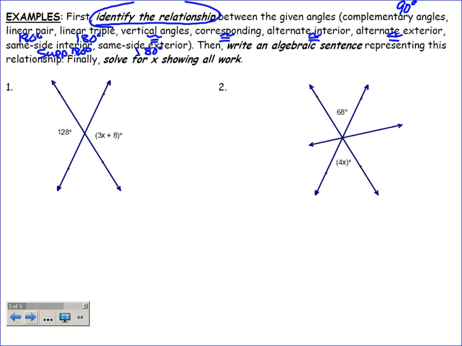So first off, number one, how are these two related? What's the name? These are vertical angles, so I better write that down. Vertical angles. Secondly, how are they related? They are congruent, so basically I can write this down as 3x plus 8 equals 128. To write an algebraic sentence representing this relationship, finally solve for x, showing all work.